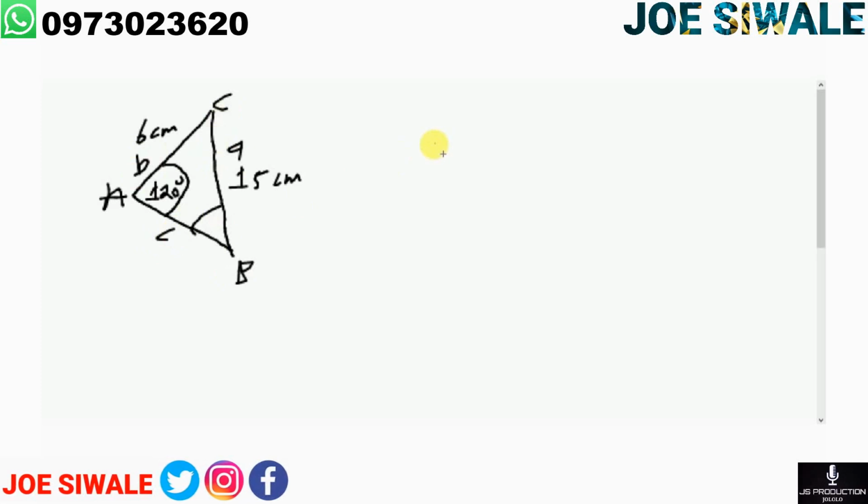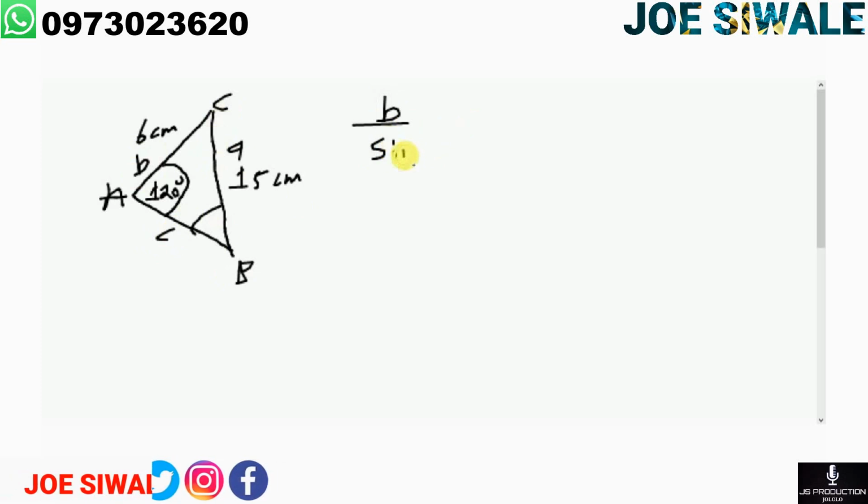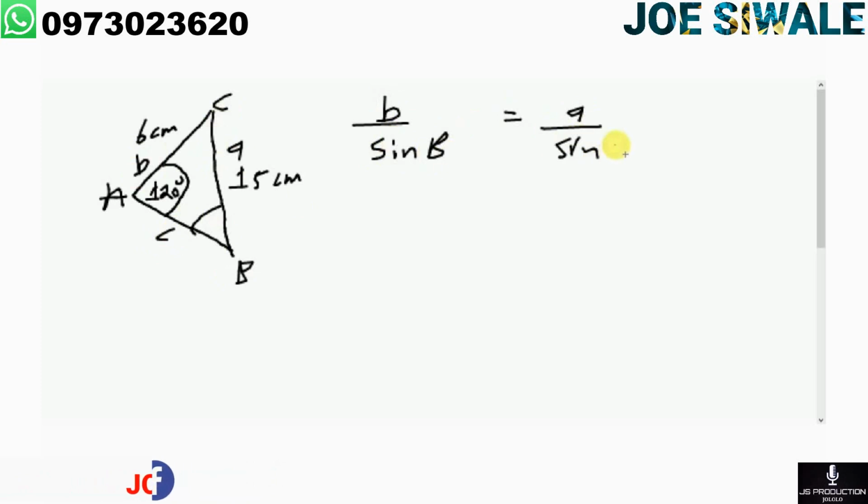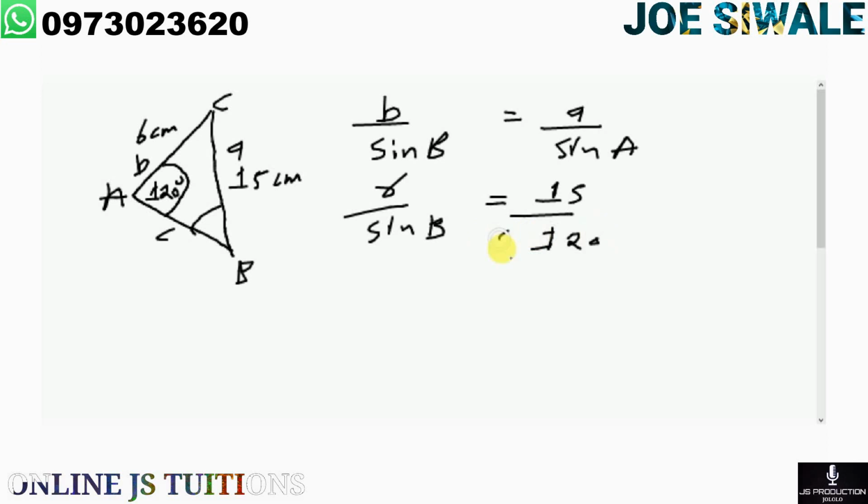And I'm going to say b over sine B is equal to a over sine A. b is the side which is opposite to the angle B, which is 6 centimeters. So I'm going to write 6 over sine B, the angle that I'm trying to calculate, which is at B. This is equal to a over sine A. My a here is 15 centimeters, so I'll write 15 divided by sine A, the angle which is at A, which is 120 degrees. So sine 120.